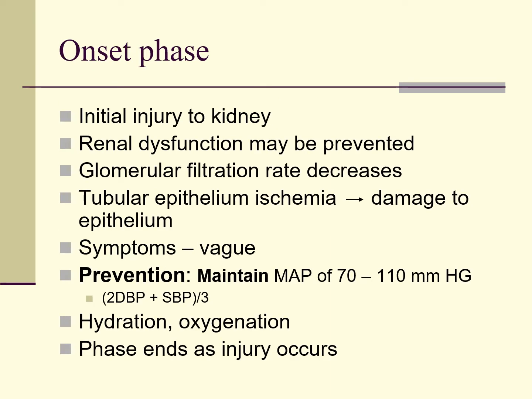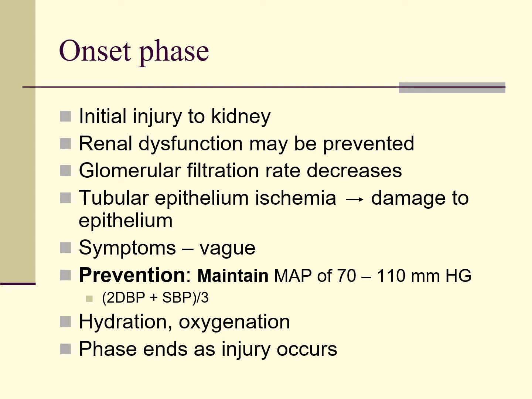The onset phase is the initial injury to the kidney, and we can prevent it. It takes good, astute assessment and thinking. This person comes in for one thing, but if they're at risk for kidney failure, can we prevent it? Our whole issue is that the vascular component is reduced, or the glomerular filtration rate is decreased. And once that happens and ischemia results, then there's damage to the tubules.